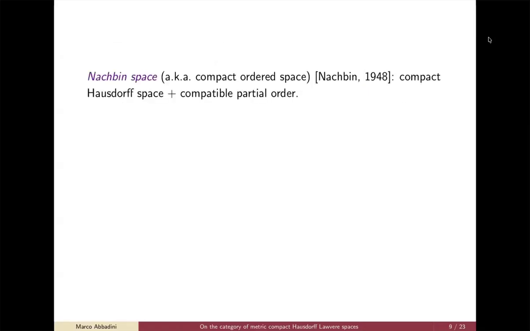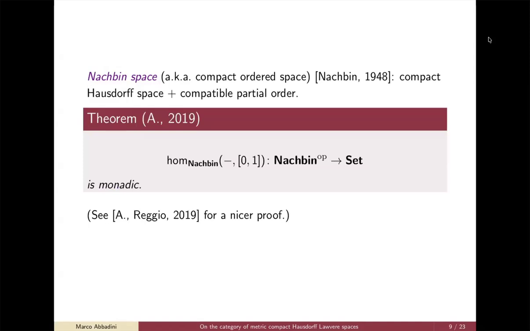And in fact, there was already a notion of compact Hausdorff space together with a compatible partial order, which goes back to Nachbin in the 40s. I will not give the motivation or the precise definition, but the one recent result is that this monadicity story goes through also in this setting of compact Hausdorff plus order.